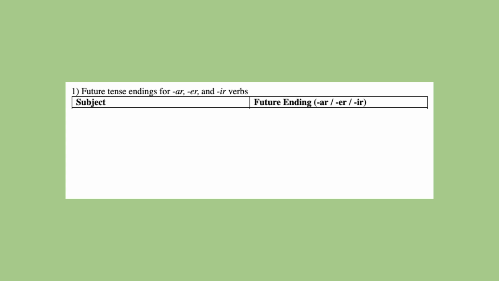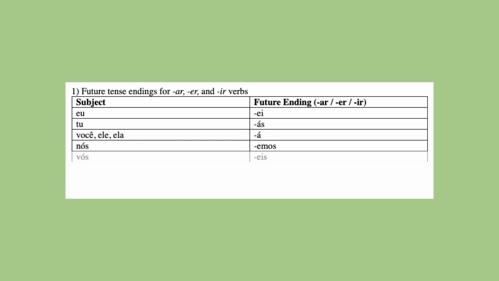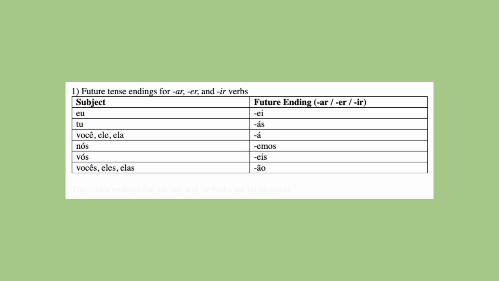Under the future, as well as the conditional, we keep the verb in its infinitive form, and then to the end of the infinitive we add the respective future or conditional endings afterwards. All three verb groups share one common set of future endings: ei, ás, á, emos, eis, ão.